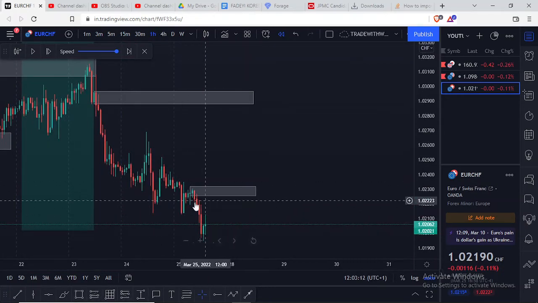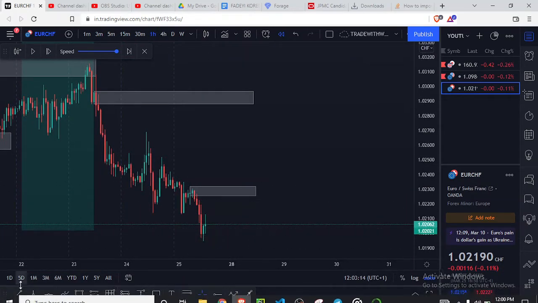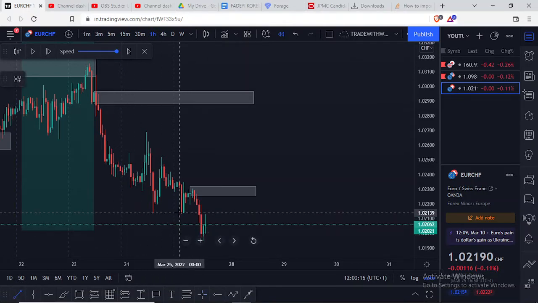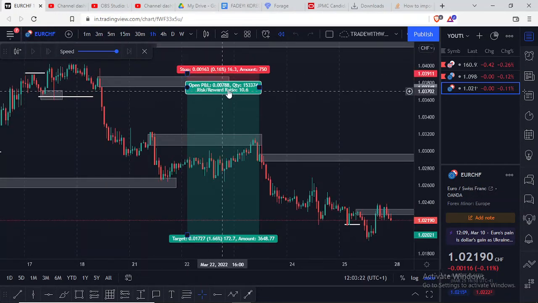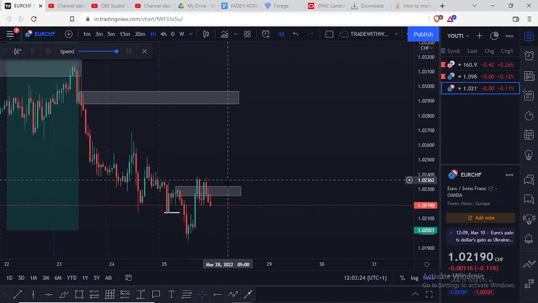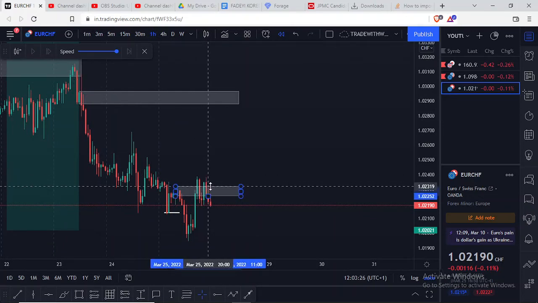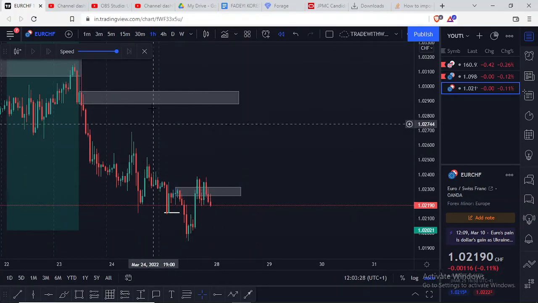Yeah, that's the supply zone here. Break of structure. Okay, so let's see how this one will play out. So that's where the current market price is. Wow, and it's giving us some kind of fake breakouts, whatever. But still, this doesn't mean anything.